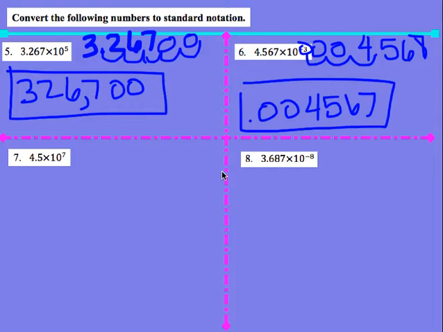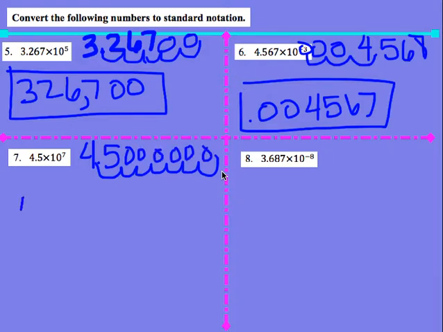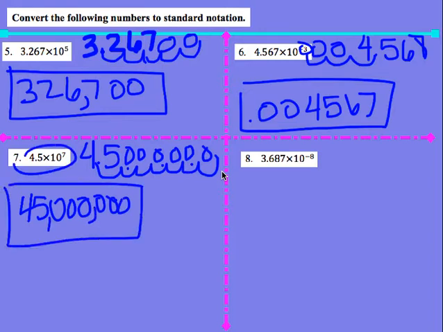Okay? Taking a look at number 7 now, we have 4.5. So then we need to move it right 7 places. We're going to do 1, 2, 3, 4, 5, 6, 7. Any empty loop needs to have a 0 in it. Okay, so then I have this 4 and 5, and then I have 1, 2, 3, 4, 5, 6 zeros. So then I'm going to have commas every 3, so it ends up being 45 million. Crazy how this number turned into 45 million. Pretty cool, huh?